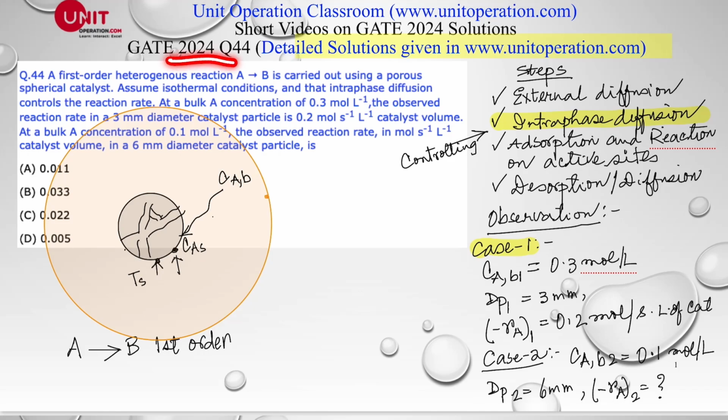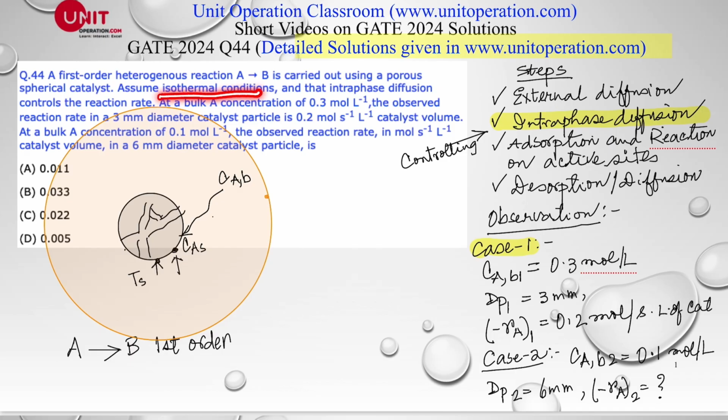Question 44. A first order heterogeneous reaction A to B is carried out using a porous spherical catalyst. So this is my porous spherical catalyst, and this is the bulk gas surrounding the catalyst.